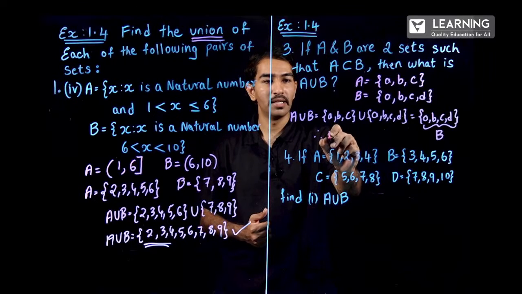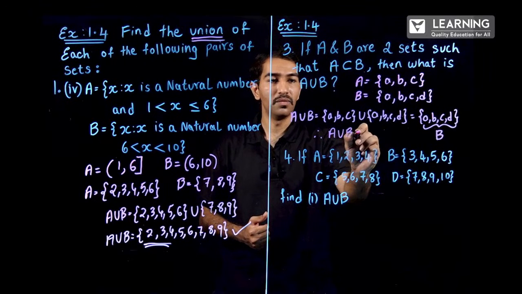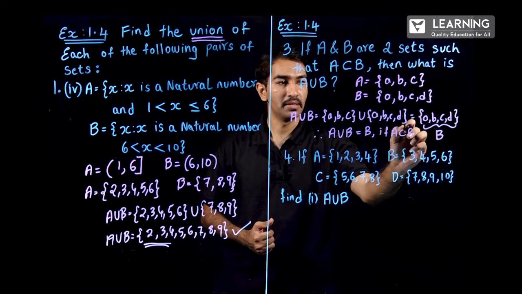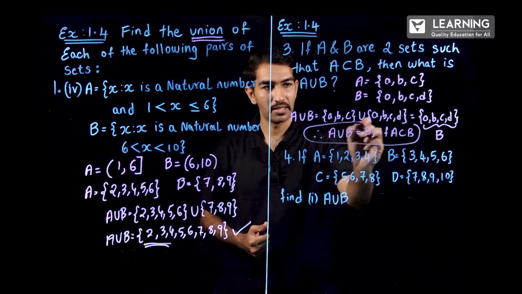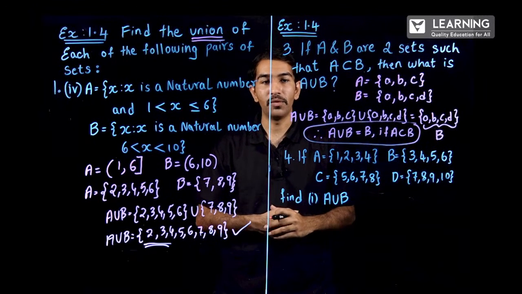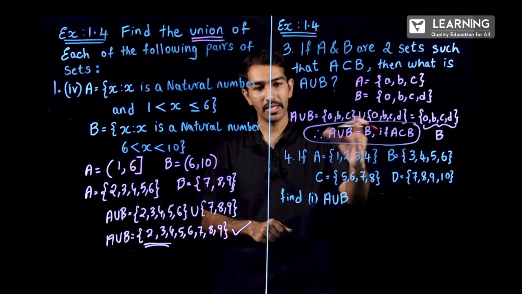Therefore, finally we can write A union B will be equal to B if A is the subset of B. So this will be your right answer for question number 3 under exercise 1.4. Moving on to the next question.